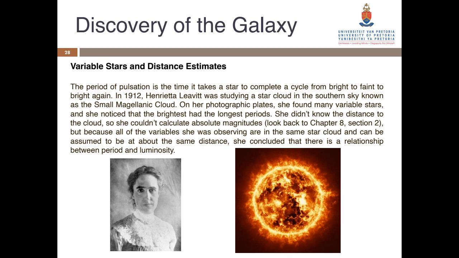She didn't know the distance to the cloud, so she couldn't calculate the absolute magnitudes. But because all the variables she was observing are in the same star cloud, they can be assumed to be at the same distance. She concluded that there is a relationship between period and luminosity.